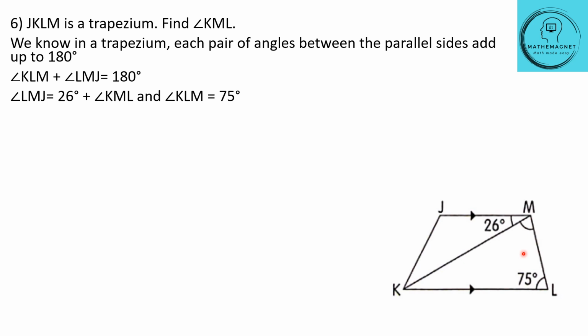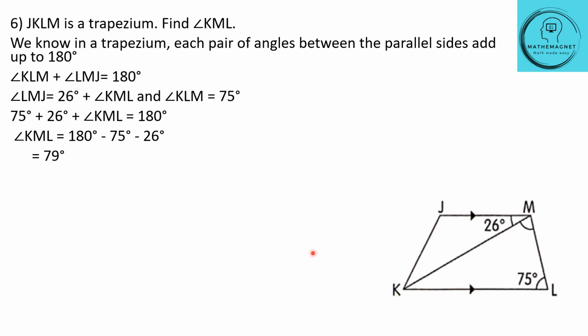Now LMJ, we can say it is 26 degrees plus KML, and we know KLM is 75 degrees. These figures you get from the diagram given. Now we'll substitute these values in this equation. So it will become 75 degrees plus 26 degrees plus KML equal to 180 degrees. So KML is equal to 180 minus 75 minus 26, which is equal to 79 degrees. So the unknown angle KML is equal to 79 degrees.